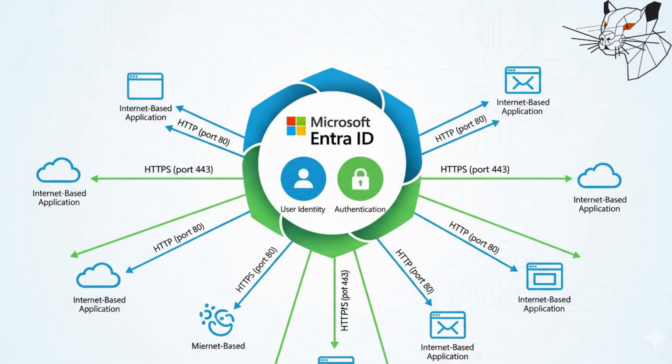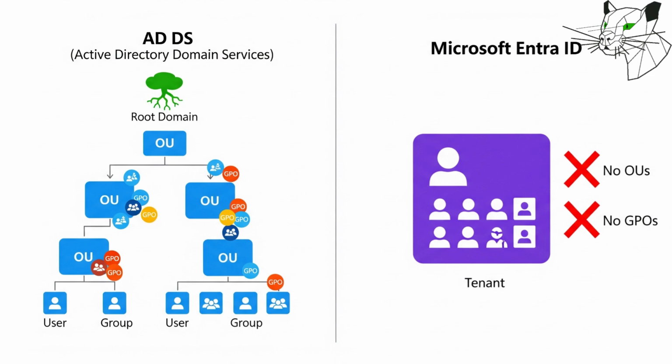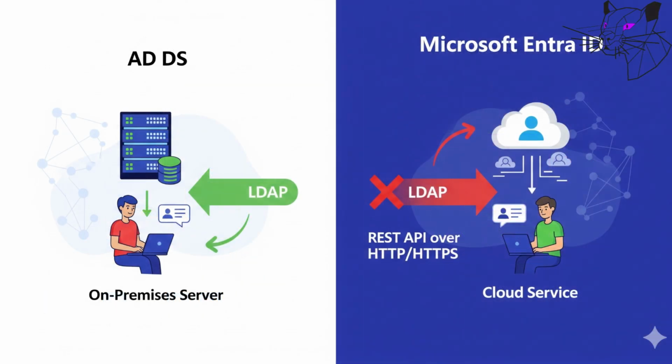Microsoft Entra ID is primarily an identity solution, and it's designed for internet-based applications by using HTTP port 80 and HTTPS port 443 communications. Microsoft Entra ID is a multi-tenant directory service. Microsoft Entra users and groups are created in a flat structure, and there are no organizational units, OUs, or group policy objects, GPOs. You can't query Microsoft Entra ID by using LDAP. Instead, Microsoft Entra ID uses the REST API over HTTP and HTTPS.